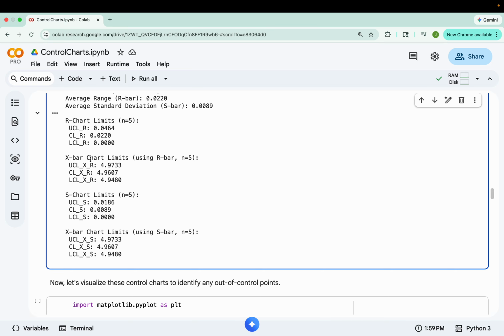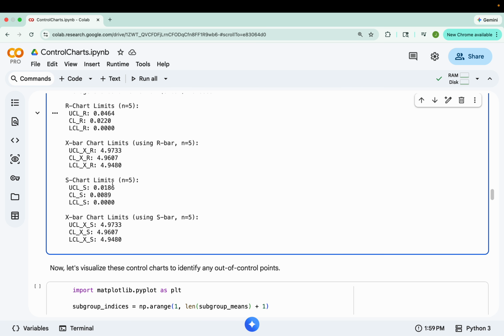Then for the X bar, they calculate that the upper control is 4.97, the average is 4.96, and the lower control is 4.948. Okay. So this was using R bar. They calculate the S bar here for the variation, and the standard deviation control limits are 0.0186, the center line is 0.0089, and the lower control is 0.